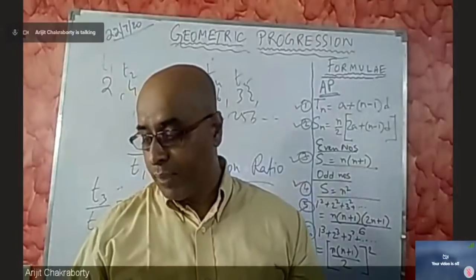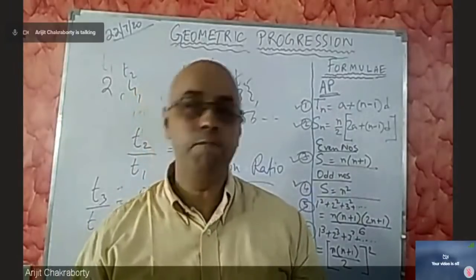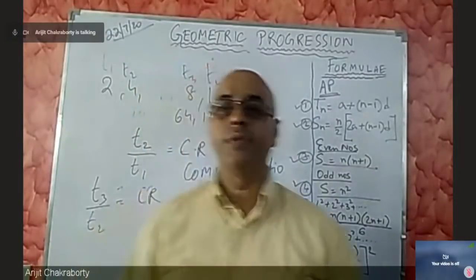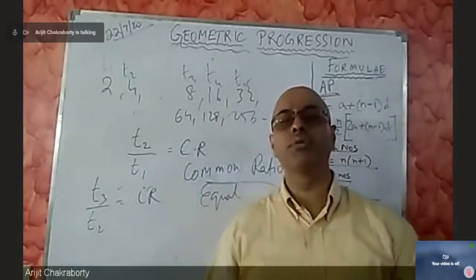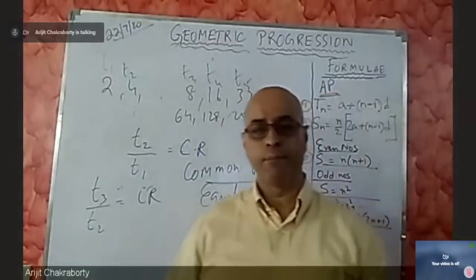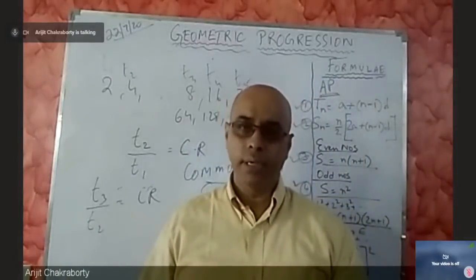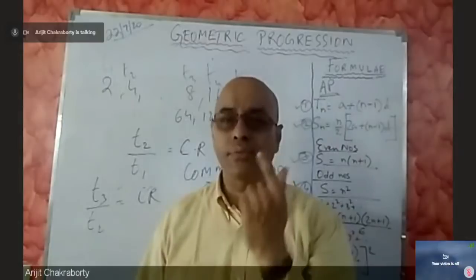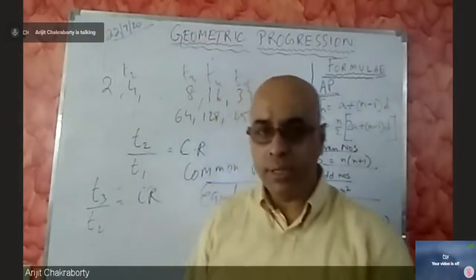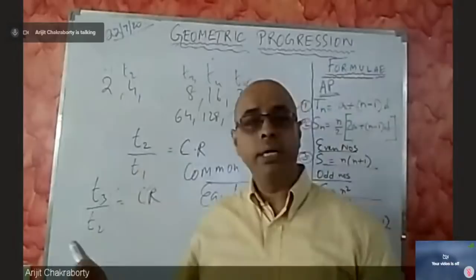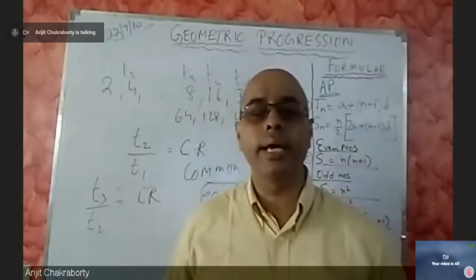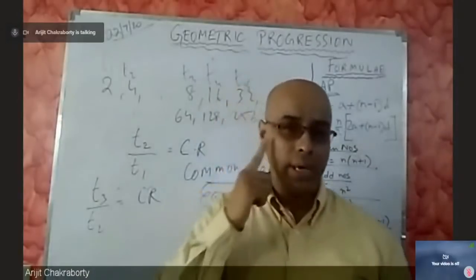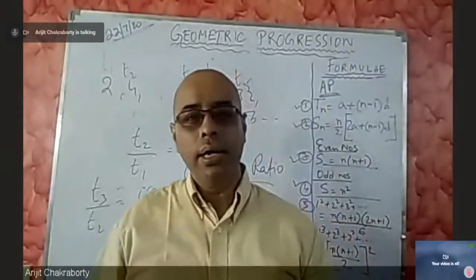So you can see the basic difference between AP and GP is that both are sequences, absolutely. But the essential difference is that in case of AP, we have common difference, and in case of GP, we have common ratio.